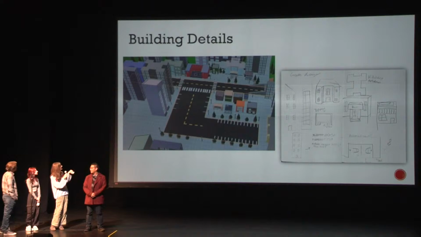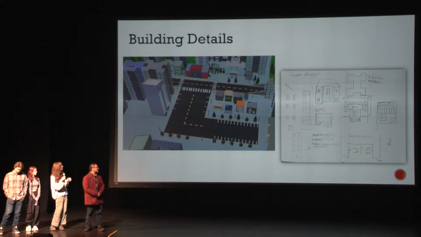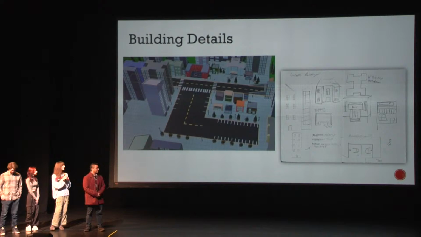And then here's the final version of the city that we had. And then there were other sketches of some buildings. We added different things like trees in planters, lamps, stop signs, and also textures to the road. We kind of wanted it to feel like Overcooked style, low poly with flat texturing.